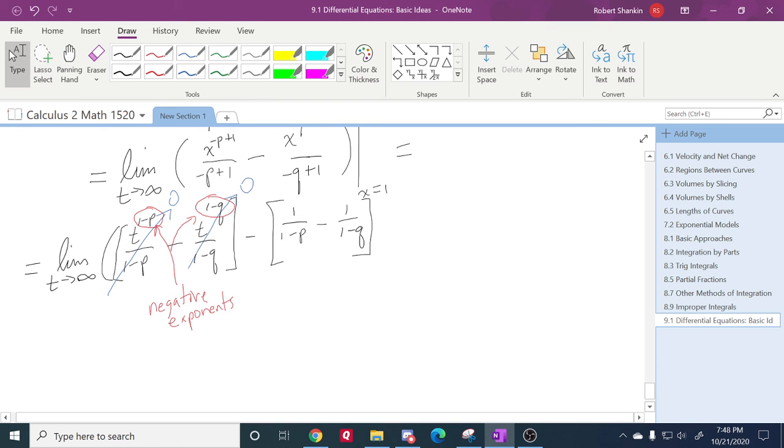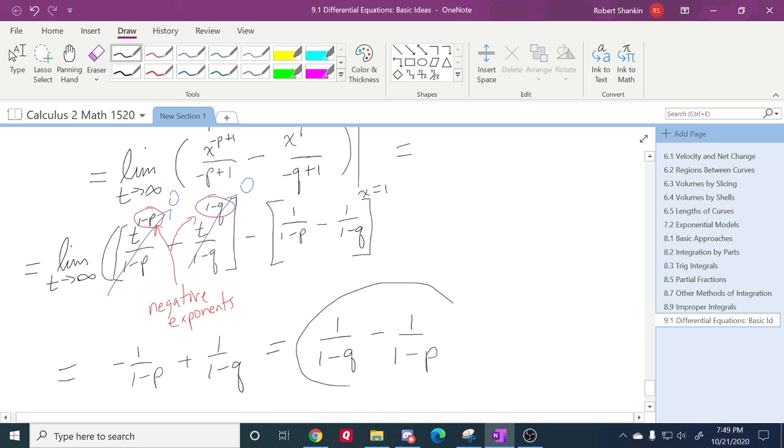So over here, since these all zero out, and these don't have any t's, I'm going to get, distribute that negative sign in there, and I'm going to get negative 1 over 1 minus p. Distribute this negative over here, plus 1 over 1 minus q, which is the same as 1 over 1 minus q, subtract 1 over 1 minus p, and that's my area in terms of p and q.